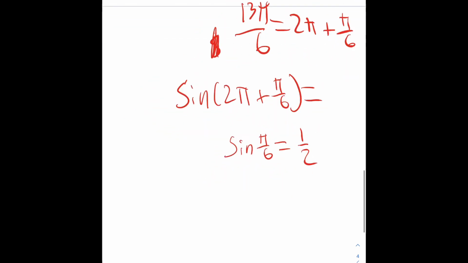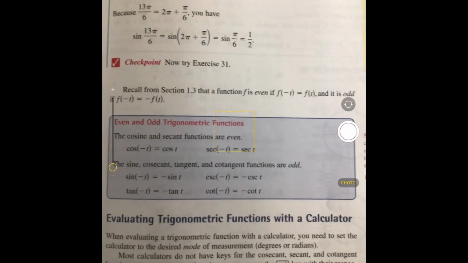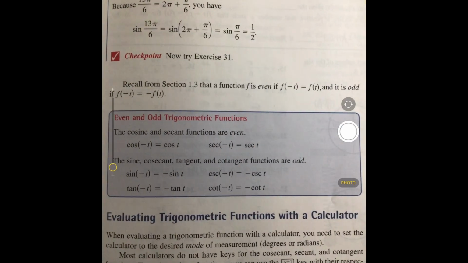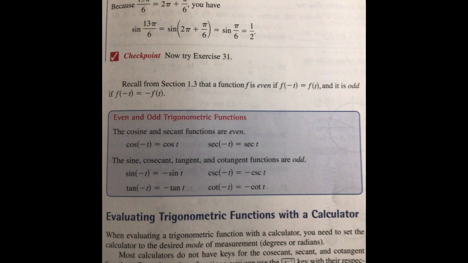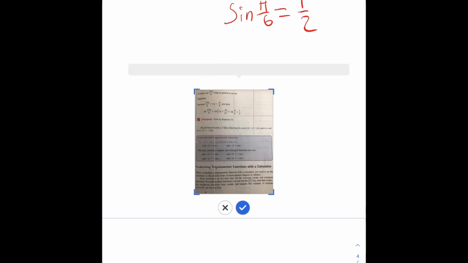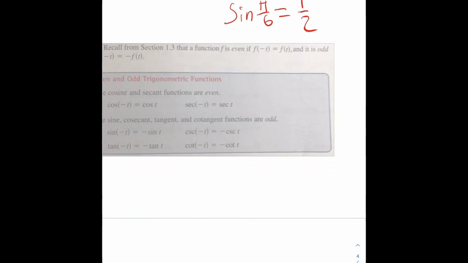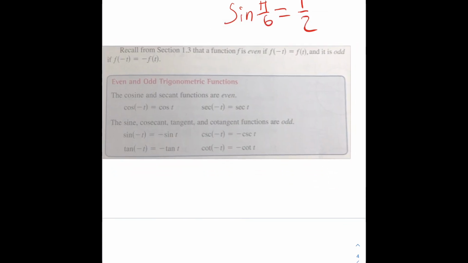Last thing that we want to talk about is even and odd functions. So again, add this to your notes right here: 4 of the functions are going to be considered odd, which are sine, tangent, cosecant, and cotangent. But cosine and secant are even, which means their end behavior is the same on both sides.